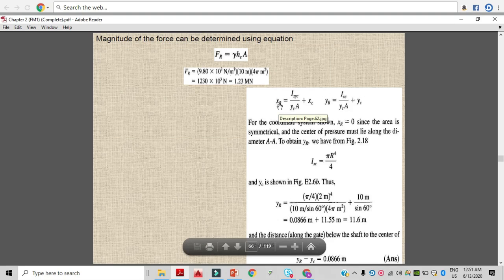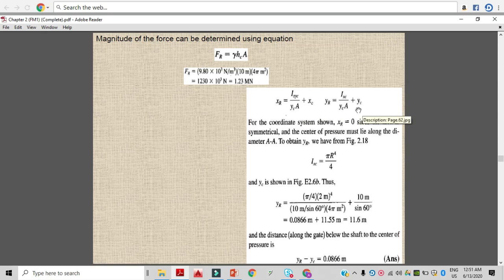So in the above two equations, three things are unknown: Ixyc, Ixc, and xc. yc is known, area is known. So let's see how we can find out Ixyc, Ixc, and xc.